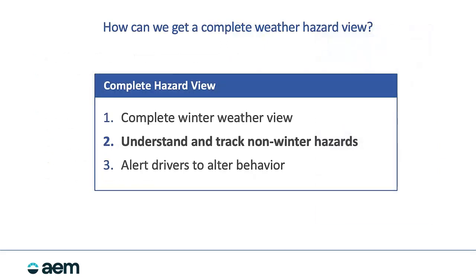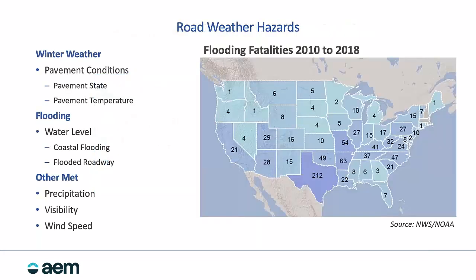So the next area is understanding and tracking non-winter hazards. And when we look at this, we can see flood fatalities from 2010 to 2018. And we can see this truly is a risk across all of the states in the continental United States. And of these fatalities that occur, over two-thirds of them occur with a driver in a car being swept off a road and losing their life due to driving on the road, and in some years it's even higher than that.